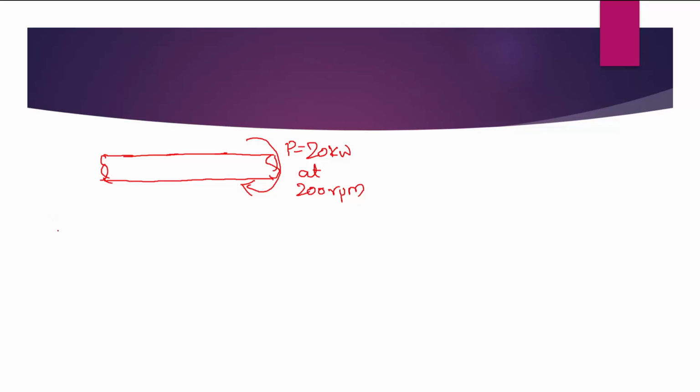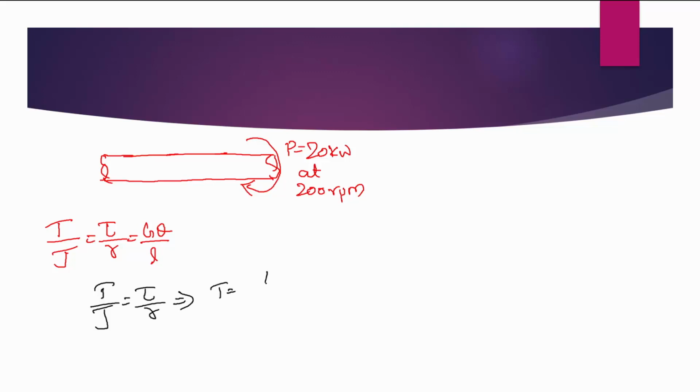We will be using the shear stress formula where T by J is equal to tau by R is equal to G theta by L. From this equation we will be utilizing T by J is equal to tau by R, where T is the twisting moment or torque, J is the polar moment of inertia, tau is the shear stress, and R is the radius of the shaft. Now T by J is equal to tau by R. From this we could simplify the equation as T is equal to tau into J by R.